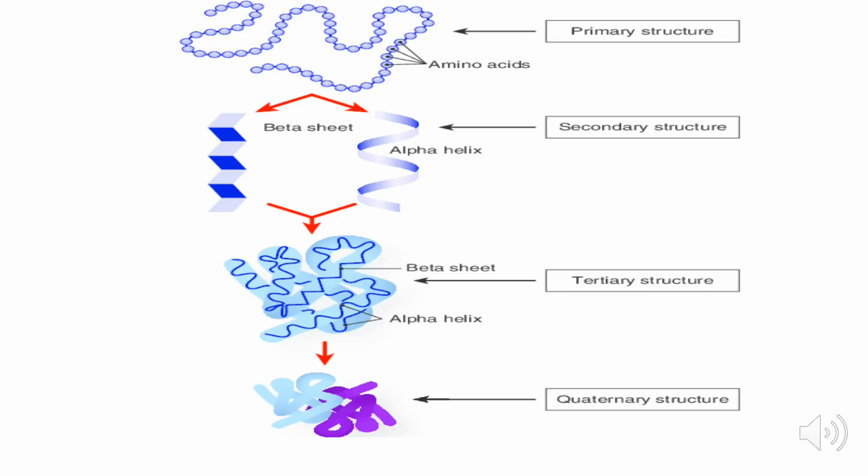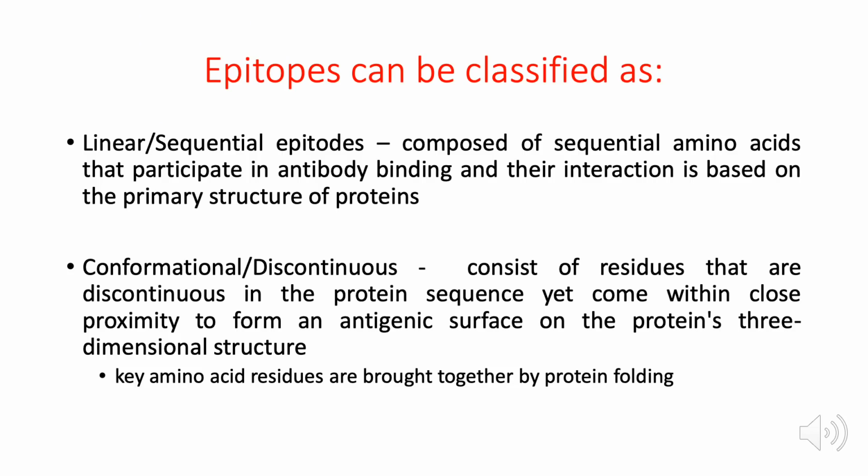Take note that the linear epitope is most of the time appreciable in the primary structure, because a linear epitope is composed of sequential amino acids, which you can clearly see in the primary structure. Since conformational epitopes are formed when proteins fold, they are most likely formed in the secondary, tertiary, and quaternary structures of proteins. Linear or sequential epitopes are composed of sequential amino acids that can be recognized by antibodies. Conformational or discontinuous epitopes consist of residues that are discontinuous in the protein but were brought into close proximity because of the folding of the protein as it formed its secondary, tertiary, or quaternary structures.